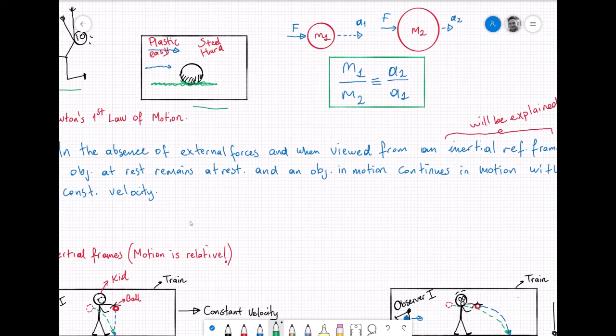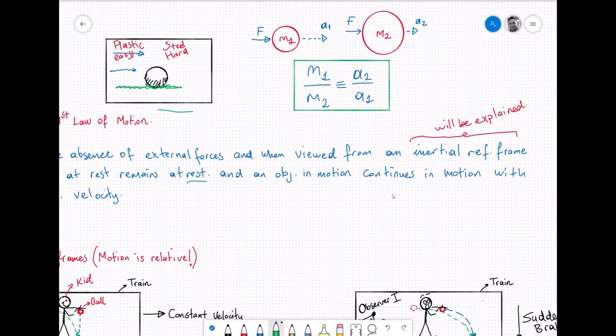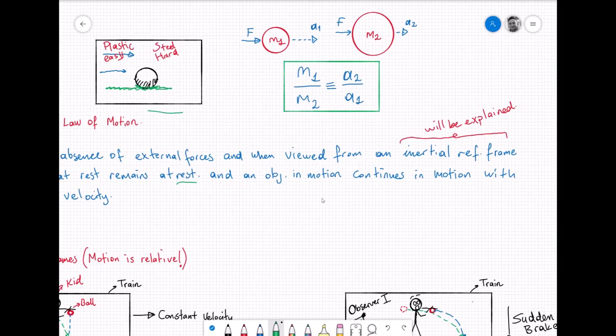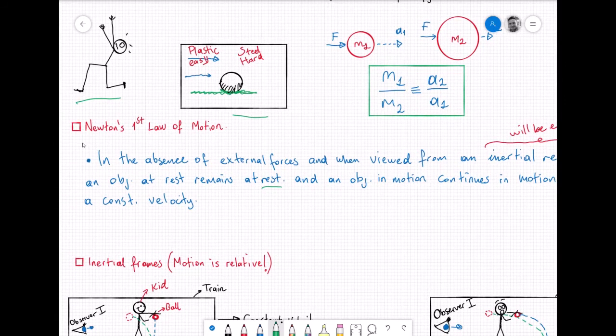In other words, if an object is standing still, and if there are no forces acting on it, that object will keep its state. It will stay at rest. And if an object is in motion, and if there are no forces acting on that object, the object will continue its motion with a constant velocity. This is known as Newton's first law of motion.